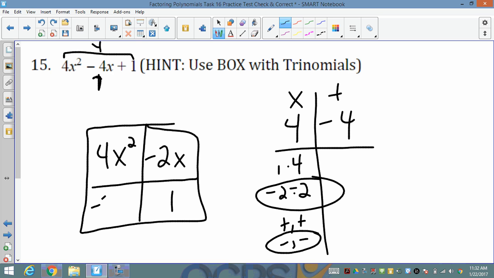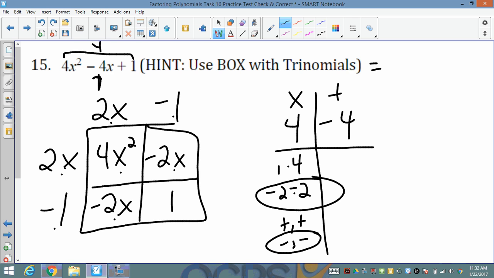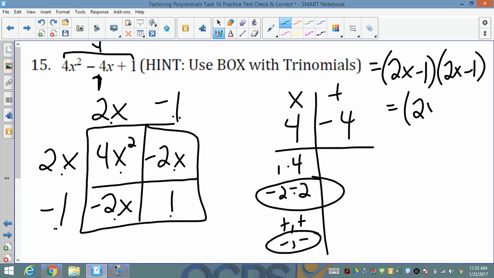So -2x, -2x, factoring out my GCF of each row and each column. Re-multiplying to check. 2x times 2x is 4x squared. 2x times -1 is -2x. 2x times -1 is -2x. -1 times -1 is 1. I get 2x minus 1 times 2x minus 1. You can also write it as 2x minus 1 squared.